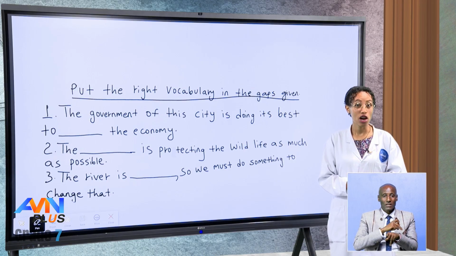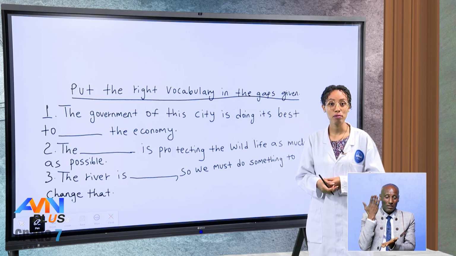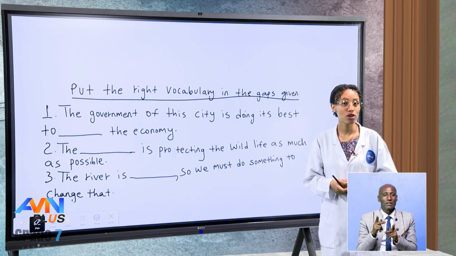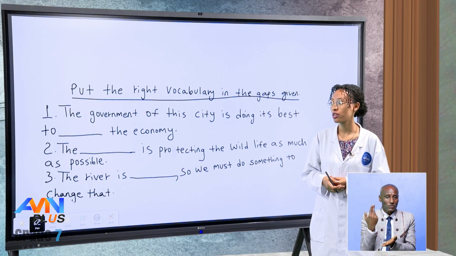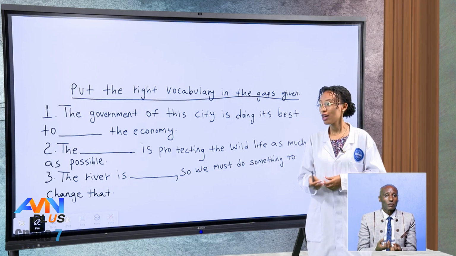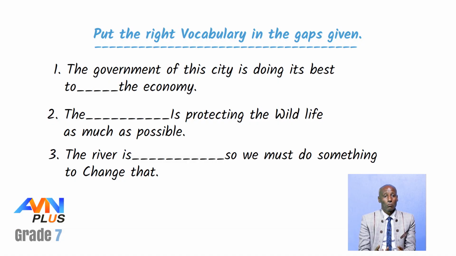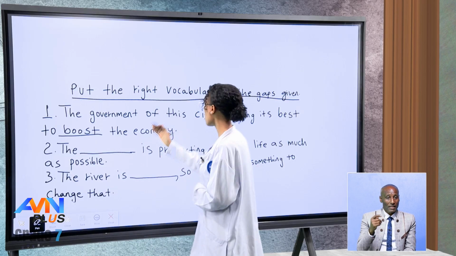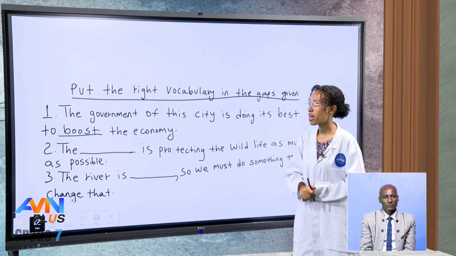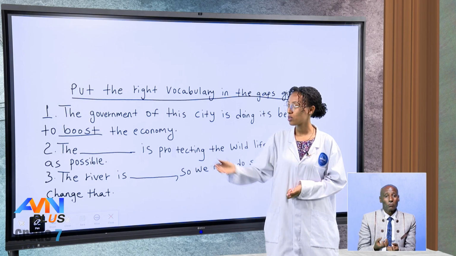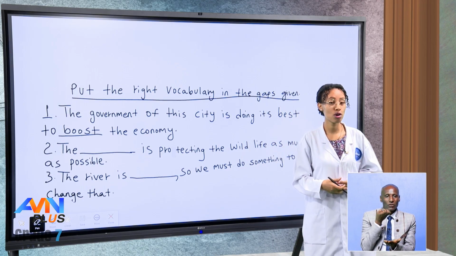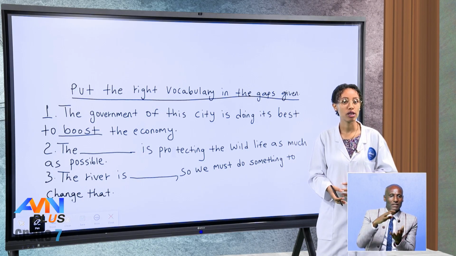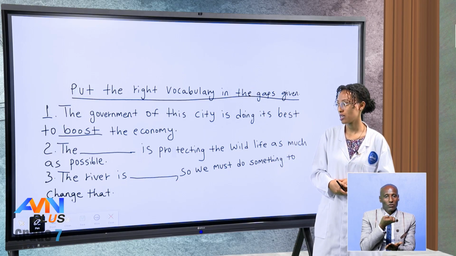What do you think? Earlier, when I was explaining the vocabularies, the words, I talked about how people in the financial world use the word boost, right? So boost is the answer for this. Boost the economy. The government of the city is doing its best to boost the economy. We said earlier, boost means to make something increase. So the government is doing something to increase the economy of the city.